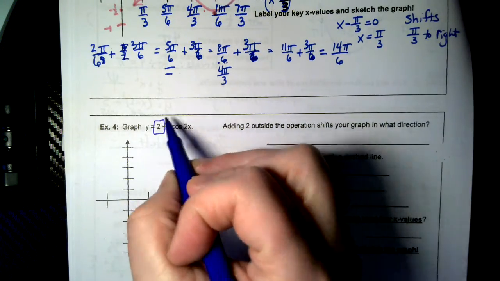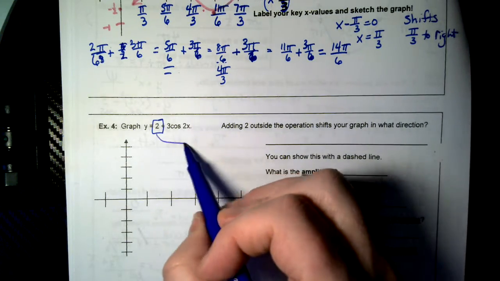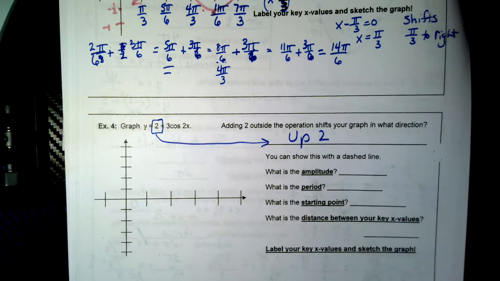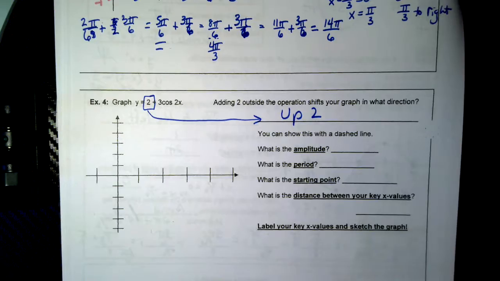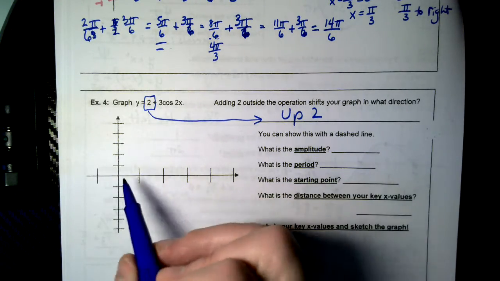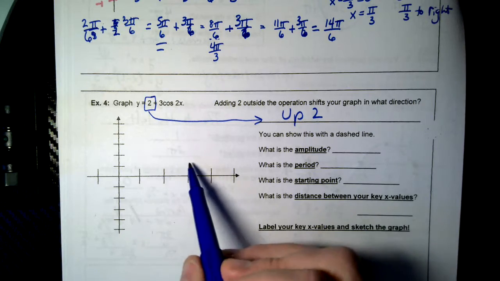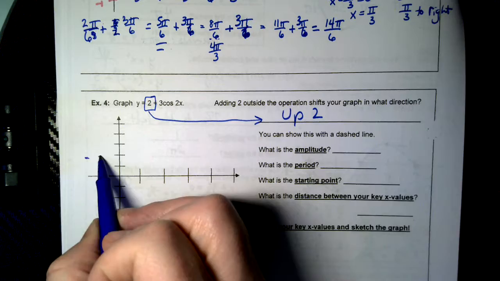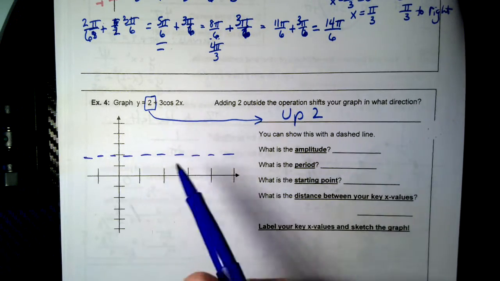So I'm going to box this right here. Adding 2 outside the operation shifts your graph in what direction? It goes up 2. All right, everything's going to go up 2. You could show this with a dashed line. That's actually a good idea. We're going to treat that like our x-axis. So where the x-axis has been like the middle of our graphs going left and right, at the 2 line, we're going to make a little dotted line. That's where it's going to be.